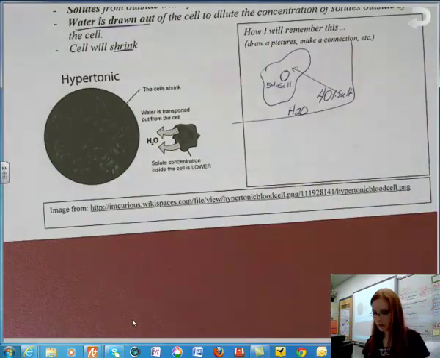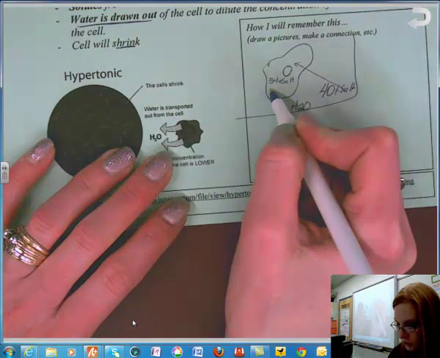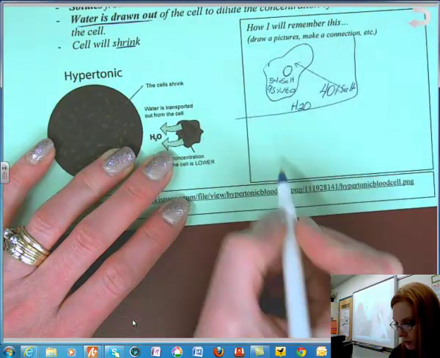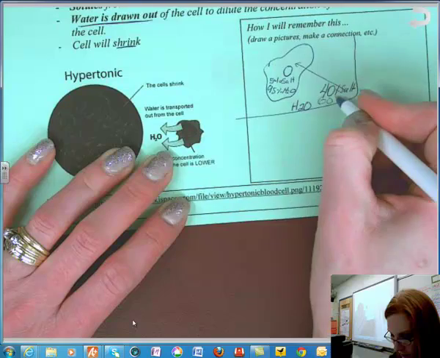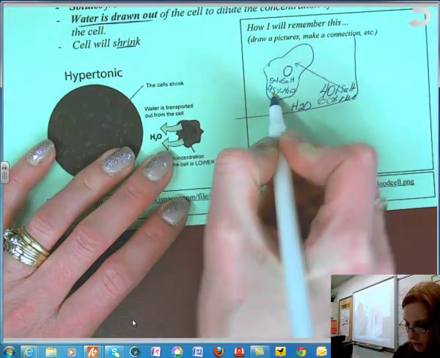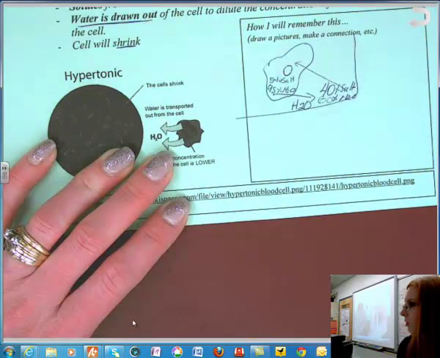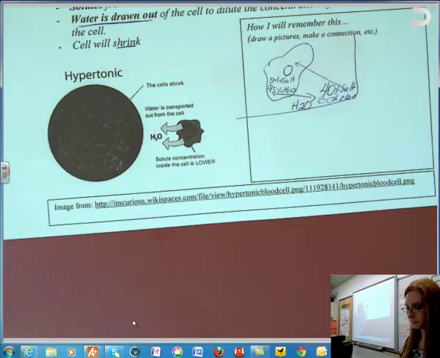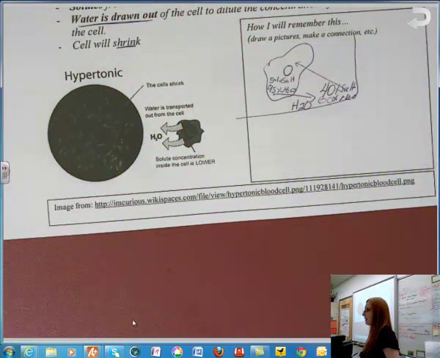Right. There's a higher concentration of water, so we could say there's a 95% water concentration here, if that helps, and a 60% water here. So if there's a high concentration of water inside, it wants to go out. When it does that, what happens to the cell? It shrinks up. So a couple ways that you can look at this.